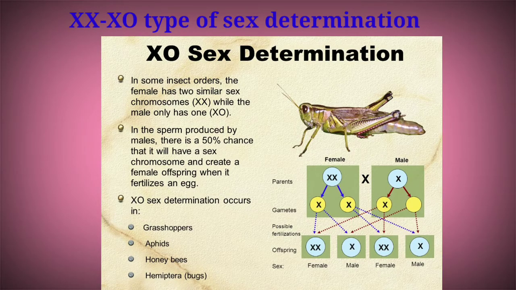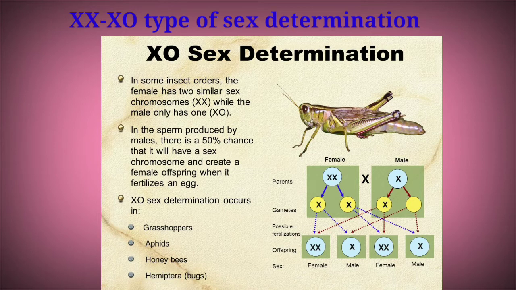The second type of sex determination is the XX-XO type. This type of sex determination is common in grasshopper, aphids, honeybees, bugs, and also plants like Dioscorea. Here the female parents possess the normal pairs of autosomes and a pair of X chromosomes, which is quite similar to the XX-XY type, where all the females are homogametic and possess XX as their sex chromosome.